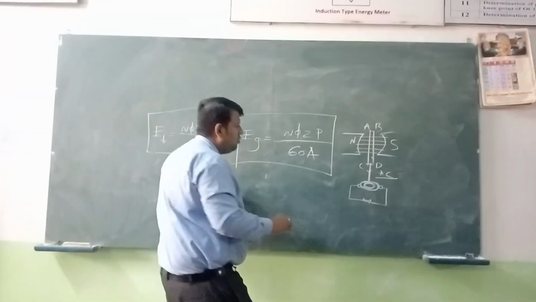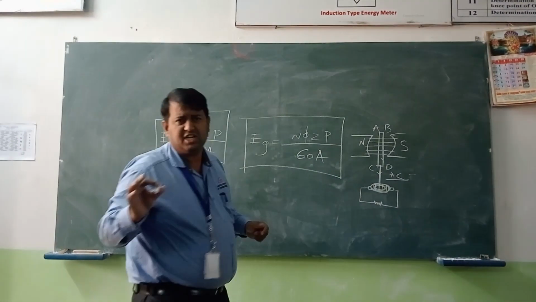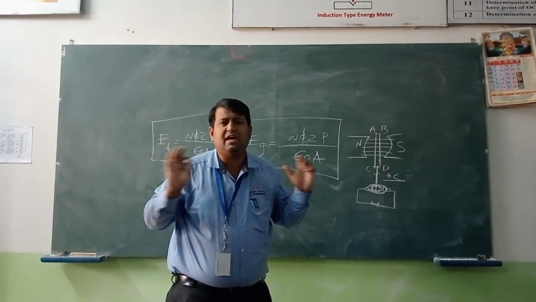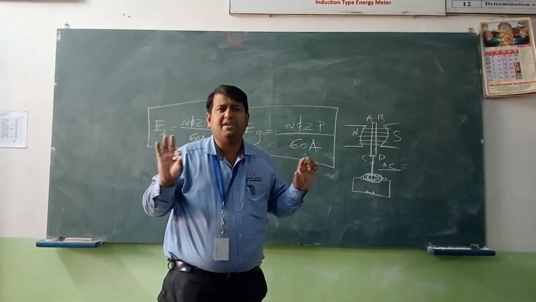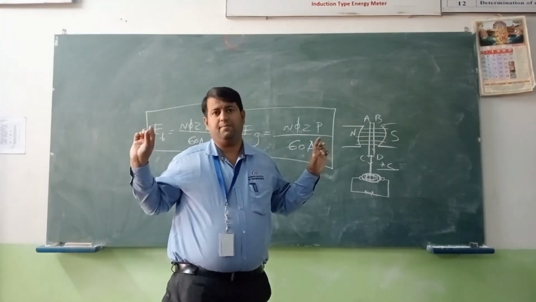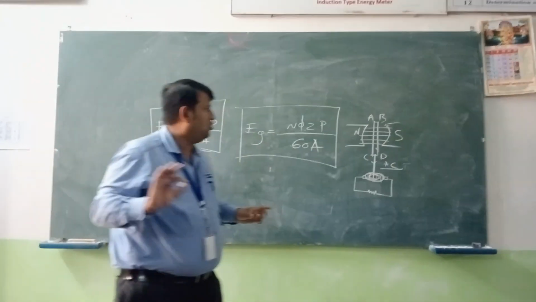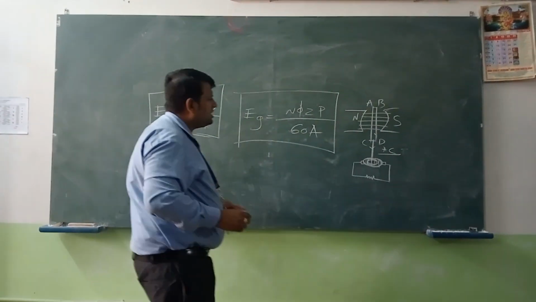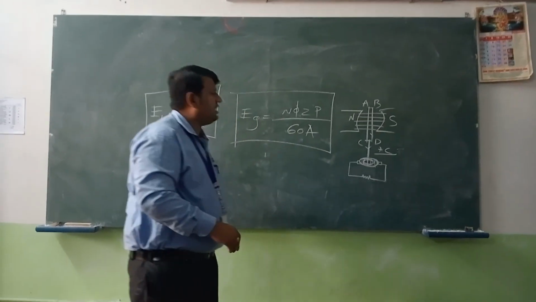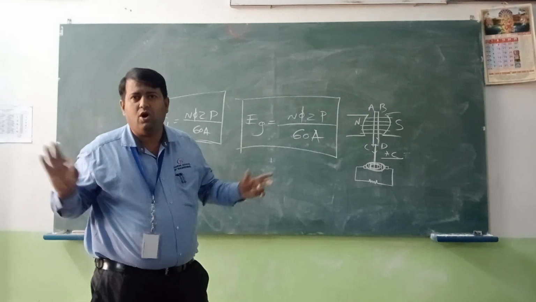Inside the commutator a number of commutator segments are present. A commutator segment is two hemispherical copper segments separated by an insulating material called mica. Everybody knows that mica is an insulating material. So these are the parts of the DC generator. The outer part is the yoke, which is made of cast iron.